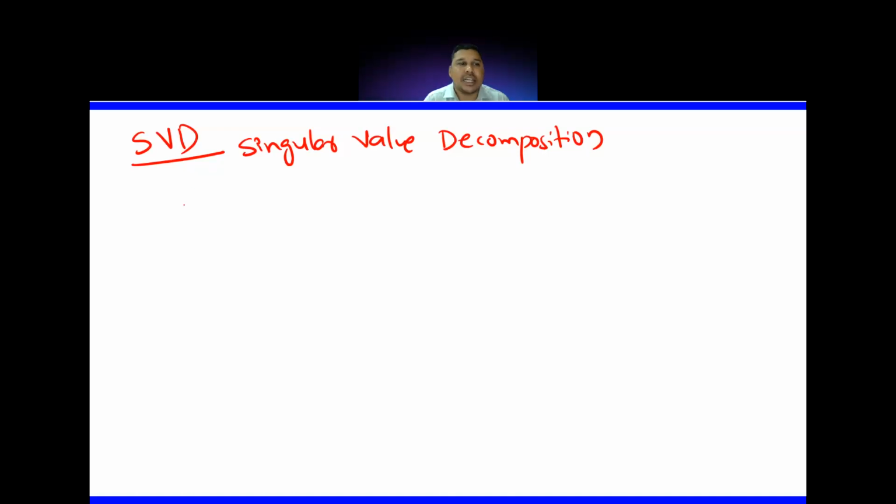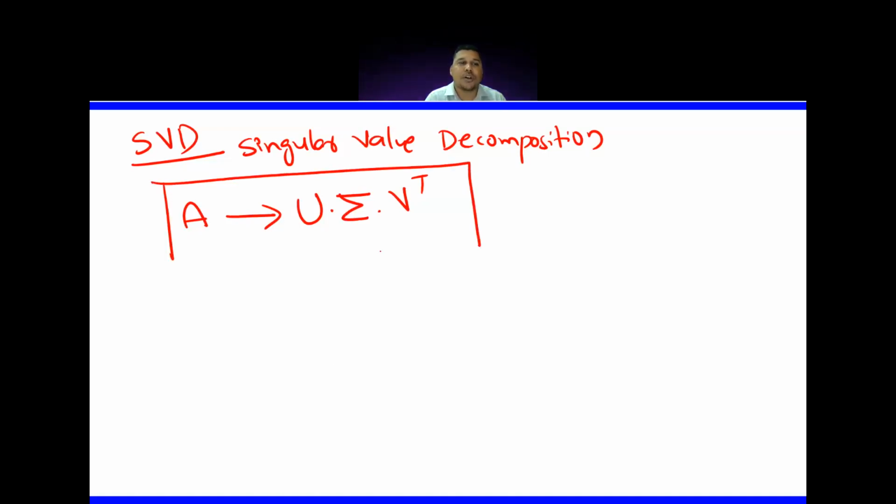So in singular value decomposition, given a matrix A, it can be expressed as a product of matrices U, sigma, and V transpose. We are trying to express a matrix A as a product of three different matrices, U, sigma, V transpose. What is this U? What is this sigma? What is this V transpose? Let us see.